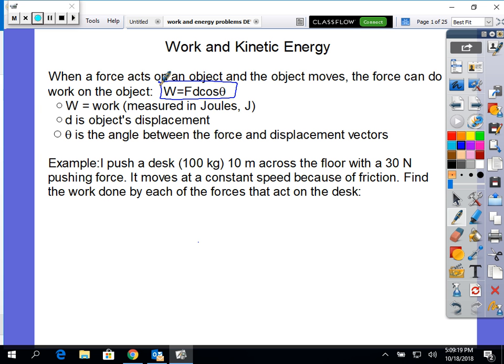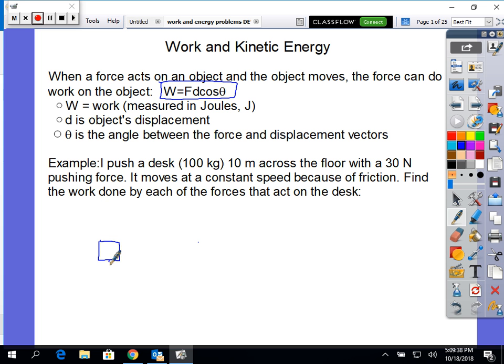Here's an example. I push a 100 kilogram desk 10 meters across the floor with a 30 Newton pushing force. It moves at a constant speed because of friction. Find the work done by each of the forces that act on the desk. So let's draw a free body diagram.